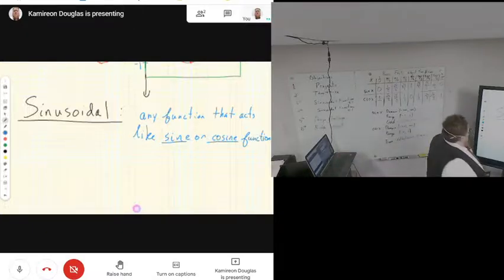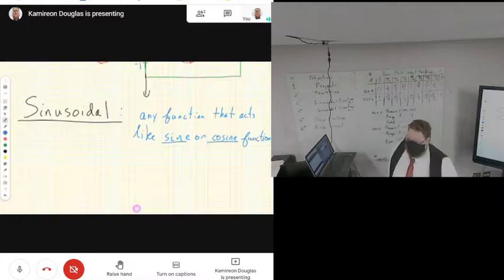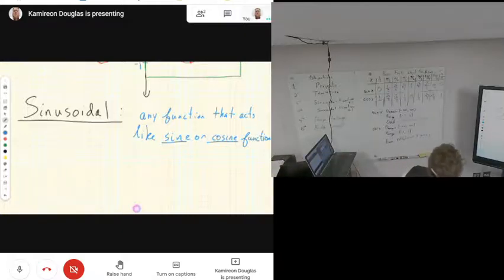So, the way water moves is a sinusoidal function. The way sound moves through the air, a sinusoidal function. Photons of light, sinusoidal functions. If they look or act like sine or cosine, they're considered the broad category of sinusoidal. Basically, does it look like one of these? Sinusoidal.